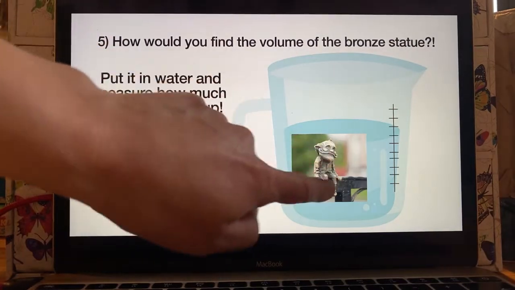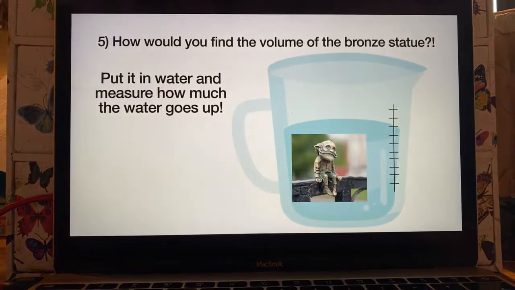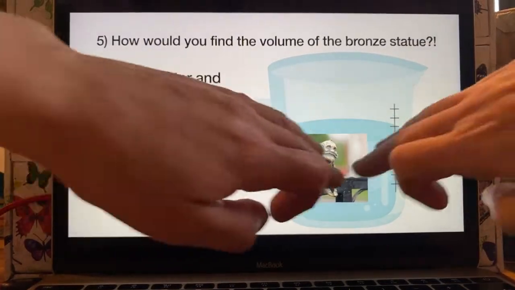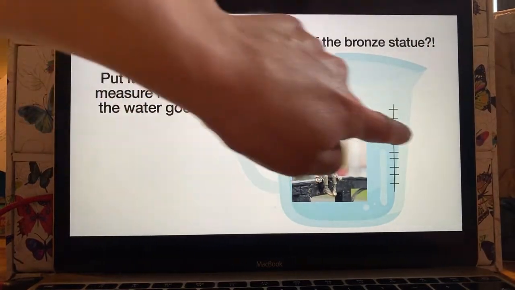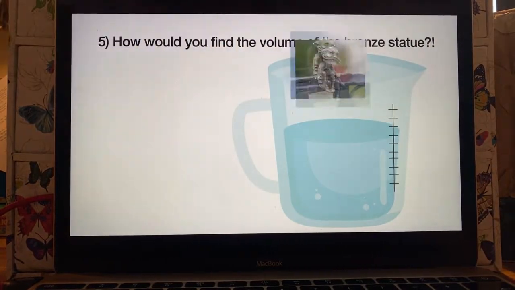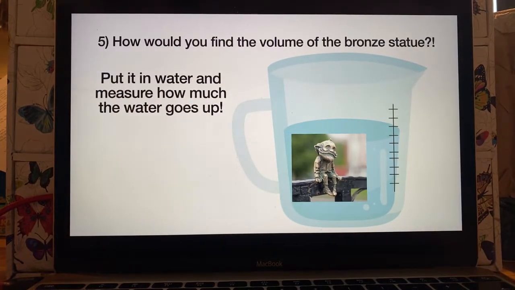So obviously the particles in this statue are taking up the space that the water was taking up, so you displace the water; it has to move. So the water level of the jug goes up, and if you can measure the difference between the water level before and after that little chap's gone in, then you've got the volume of that little chap. Does that make sense? Good, eh?